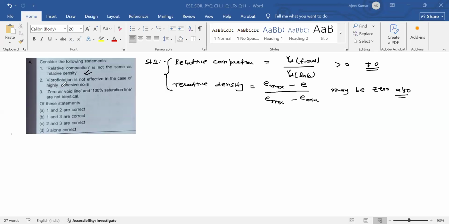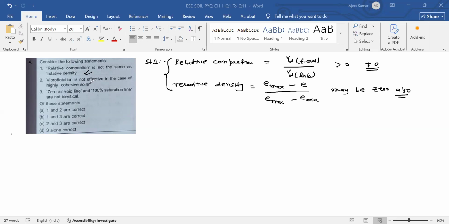Statement 2: vibroflotation is not effective in case of highly cohesive soils. This statement is also true, because vibroflotation is not effective in highly cohesive soil. It is effective in sandy soils. So what is vibroflotation? Let me discuss that first.